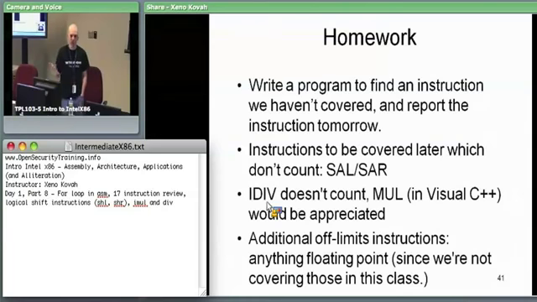Or just write it in Visual Studio and do what we've done already. Compile it, show the disassembly, that sort of thing. So, I think it should be reasonably easy to find a couple new instructions. They're going to be some of those minority type instructions, but we'll see how you guys come up with it. So that's the homework for tonight. If there are no more questions, then you are dismissed. All right, have a good night.